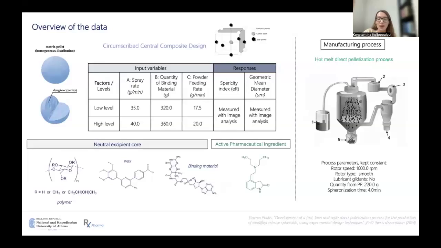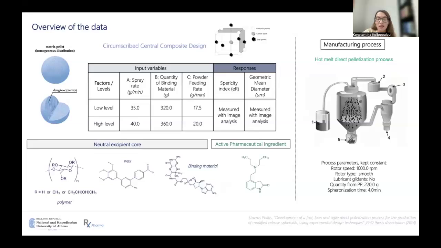So we are now progressing to the application phase. The analysis utilized an existing experimental dataset from a whole melt direct pelletization process. The pellets produced are of a homogeneous matrix type composed of a blend of excipients, including a polymer, a wax, and a binding material which is also polymeric in nature, and the active ingredient.